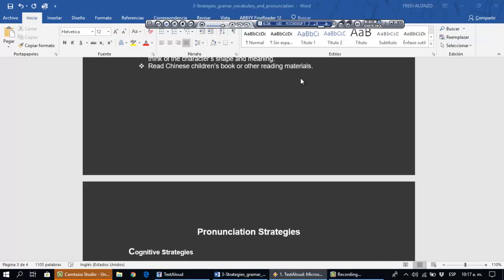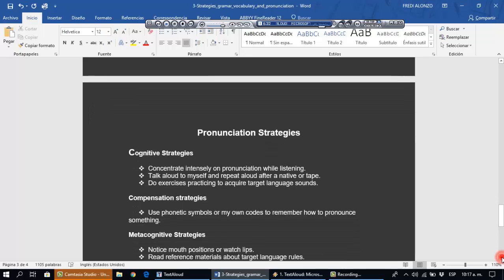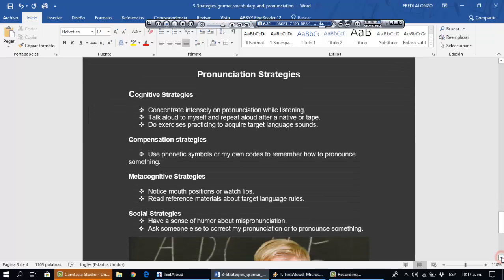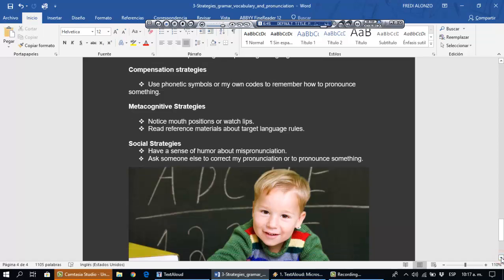Pronunciation strategies. Cognitive strategies. Concentrate intensely on pronunciation while listening. Talk aloud to myself and repeat aloud after a native speaker or tape. Do exercises practicing to acquire target language sounds. Compensation strategies. Use phonetic symbols or my own codes to remember how to pronounce something. Metacognitive strategies. Notice mouth positions or watch lips. Read reference materials about target language rules.